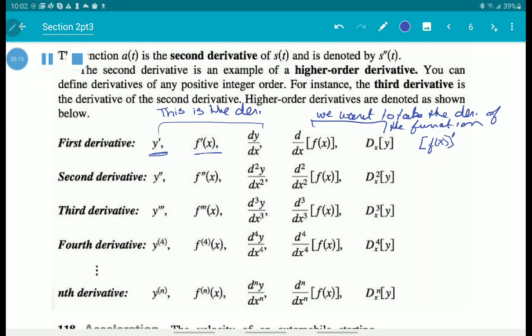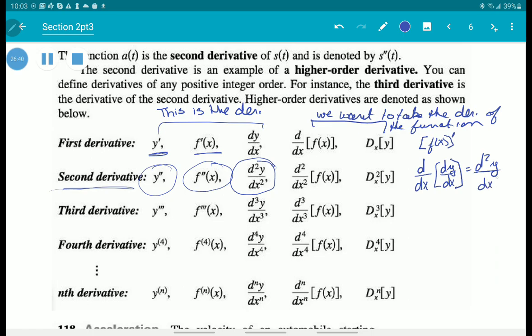Second derivative notation is going to have a double prime here, or you're going to see a 2 here when you take the derivative. Now notice the placement of the 2. What's happening here is you want to take the derivative of dy over dx. So you can kind of see where that notation is coming from, that dx quantity squared there. This means you want to take the second derivative of what's inside that bracket.